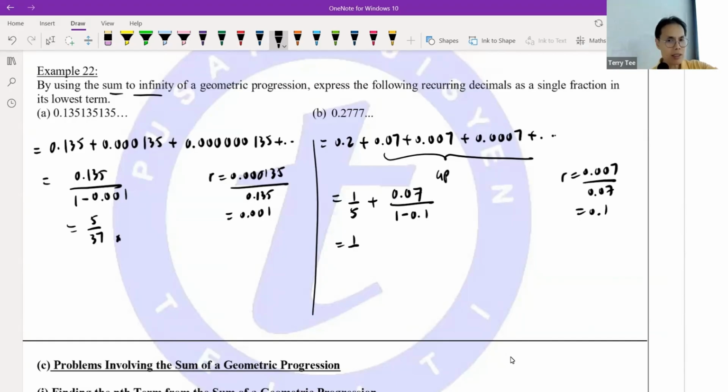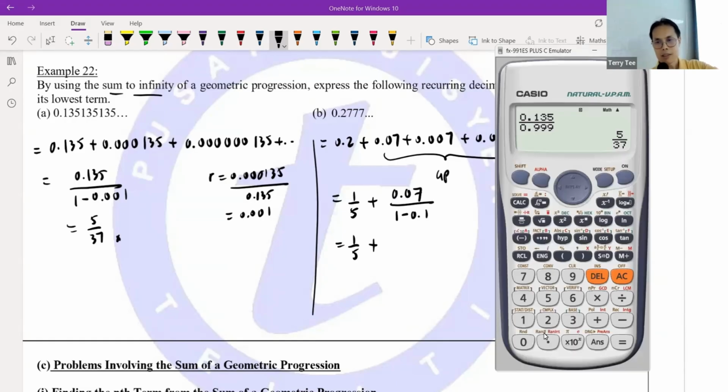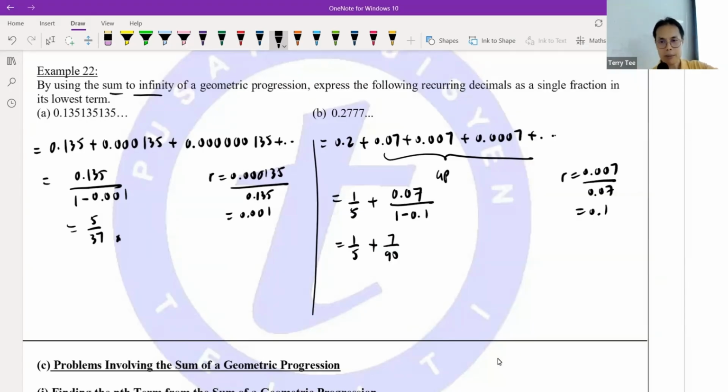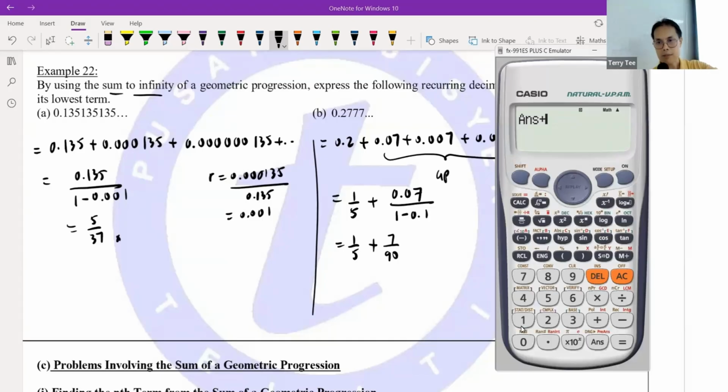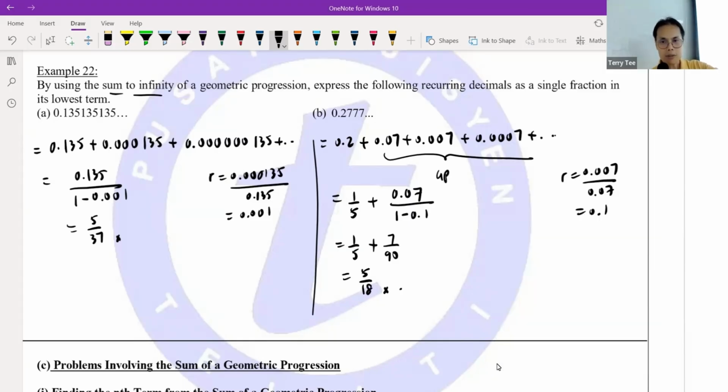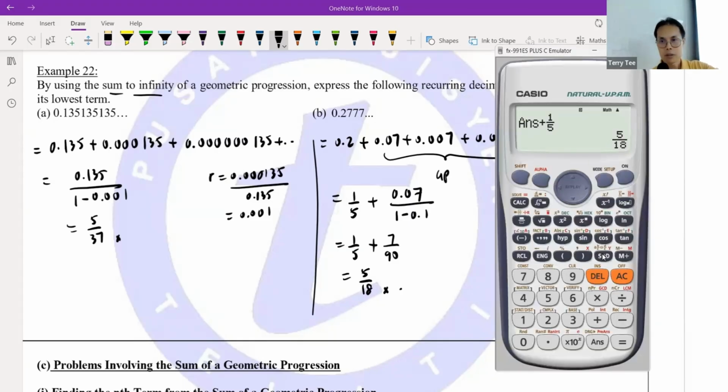Okay, we have to calculate them separately. Everyone, let's count separately. 0.07 divided by 1 minus 0.1, 7/90. Can we add them up? 7/90 plus 1/5. My answer is 5/18. Okay, let's counter check. You take 5/18, you change it to a decimal. Is it the same thing? 0.2777 and so on.